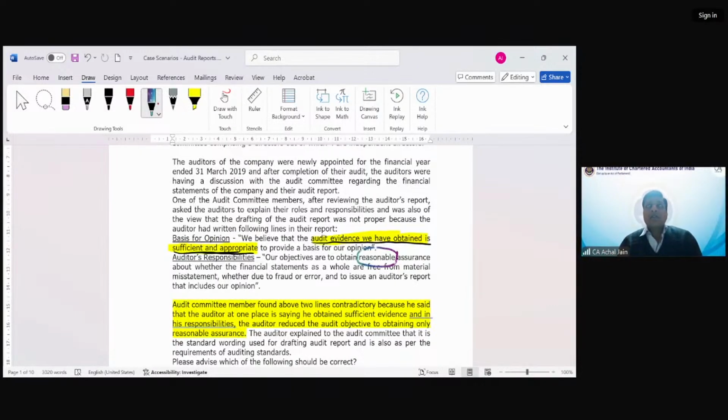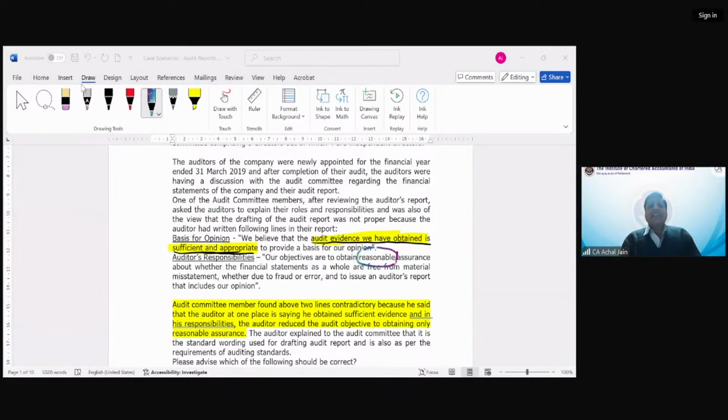Because then you should be giving absolute assurance, because everything that you wanted, everything that you required, you have obtained. So why can't you go on to absolute assurance? Why are you limited to only reasonable assurance? Because in reasonable assurance, you are limiting your opinion. So what do you think about it? Your comments on this. Over to you.